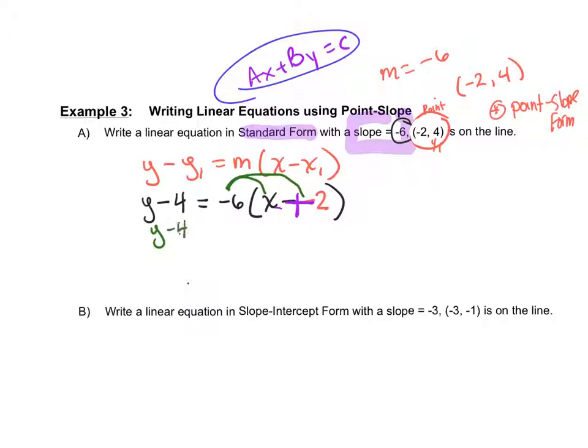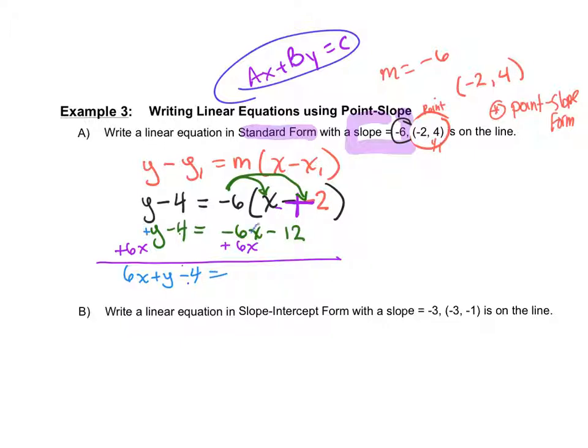And now you see all the tools that you learned at the beginning of the year, the reason you needed it. Negative 6 times x is negative 6x. Negative 6 times positive 2 is negative 12. You want it in standard form, so I'm going to add 6x to both sides because you want a to be positive. That's going to give you 6x. Remember, the y is currently positive, so plus y minus 4 is equal to negative 12.